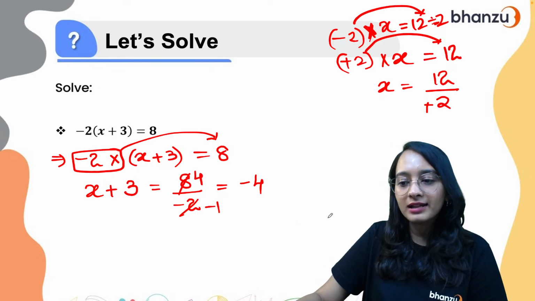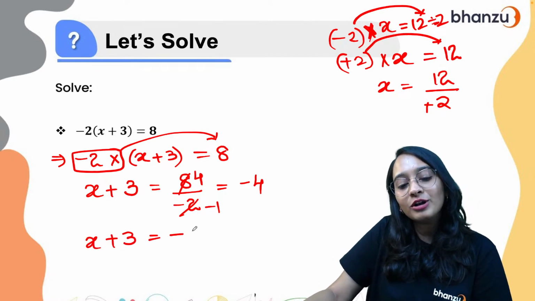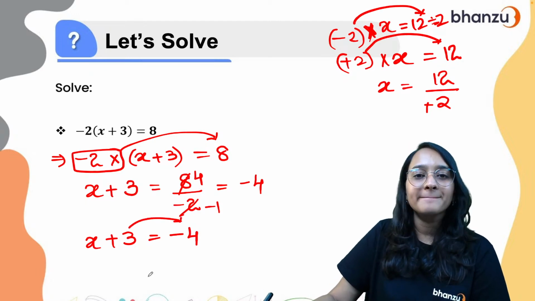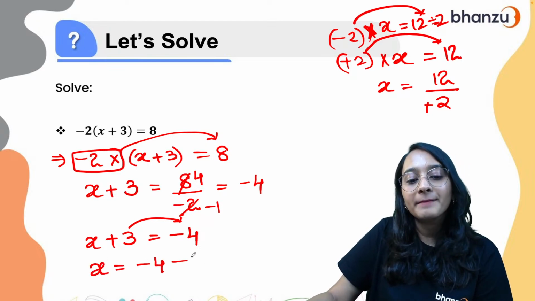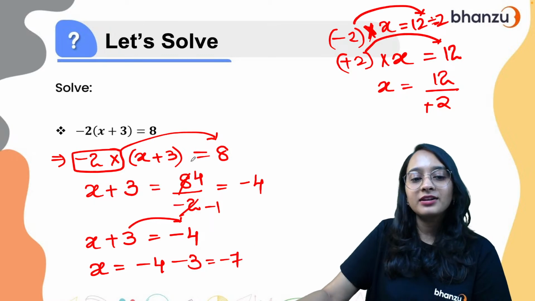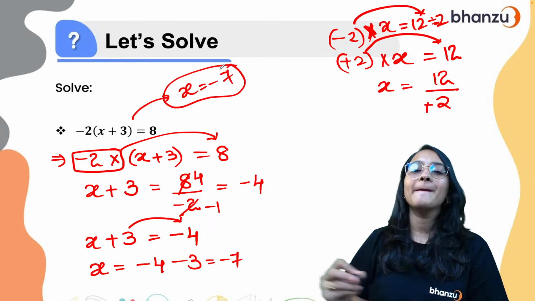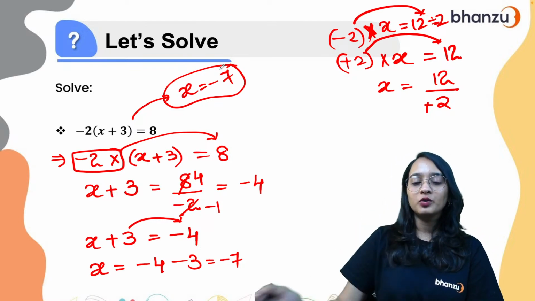Hi Biraja, hello. So x plus 3 is equal to minus 4. So plus 3 when I transpose to the other side will become minus 3. So x is minus 4 minus 3, which is minus 7. So what is the solution here? x is equal to minus 7. Alright, so this is how you will have to go about it.